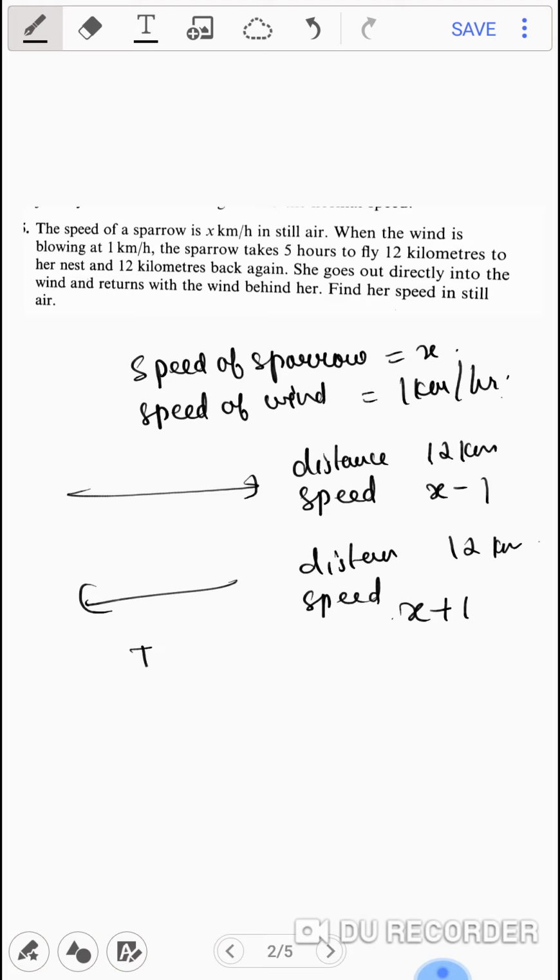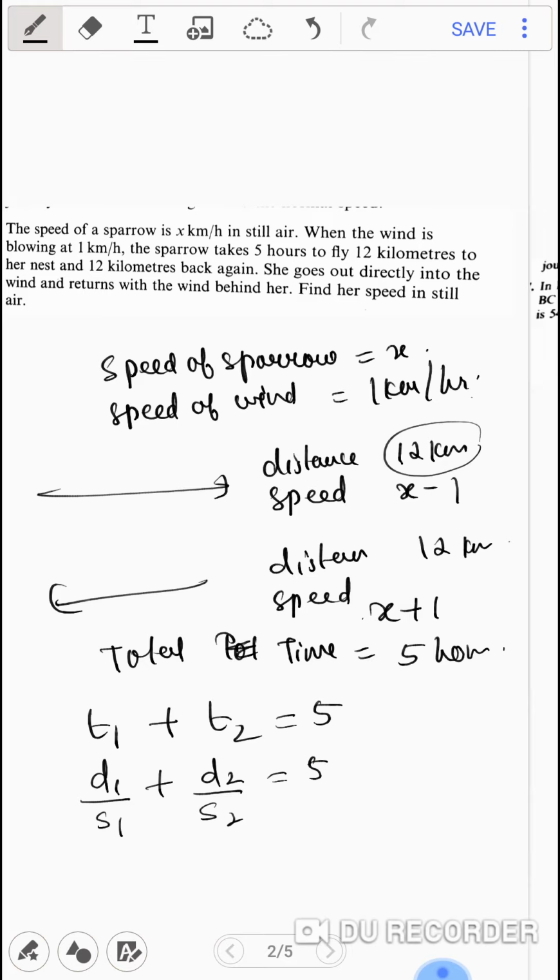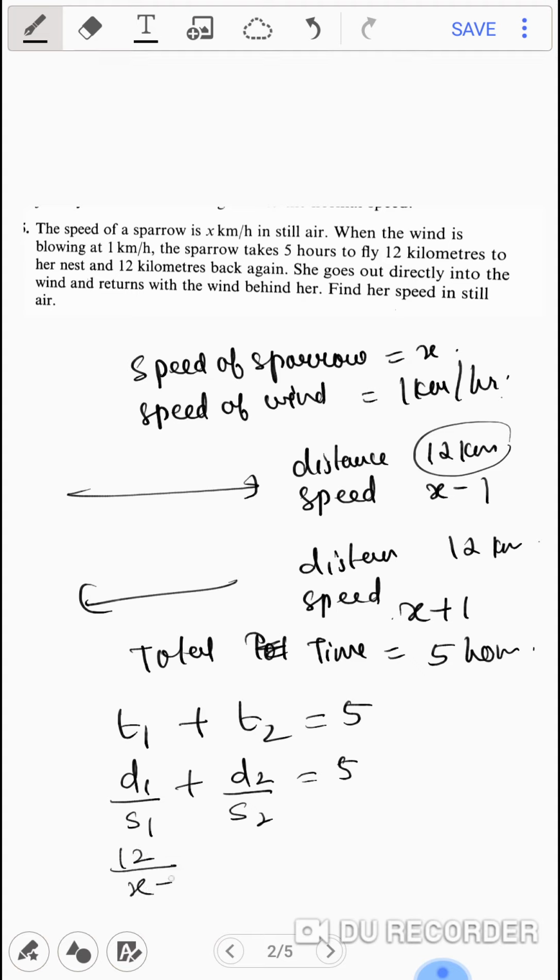So now the total time is taken as 5 hours. And as I said, what is total time? T1 plus T2 is equal to 5. What is T1? It is distance 1 upon speed 1, plus what is T2? Distance 2 upon speed 2, and that is 5. What is distance 1? It's 12 kilometers upon x minus 1. And what is distance 2? Again it is 12 kilometers, but the speed 2 is x plus 1. And it is equal to 5.